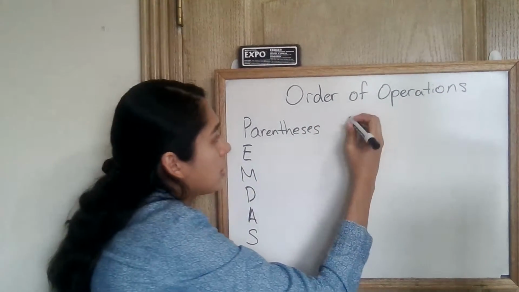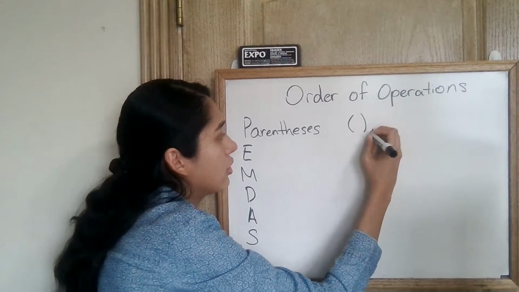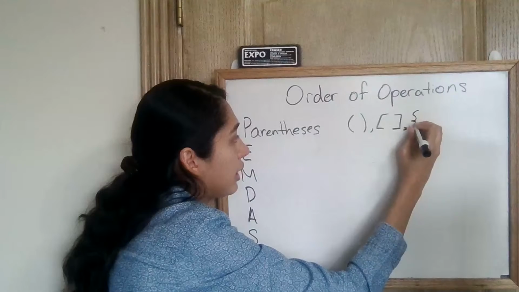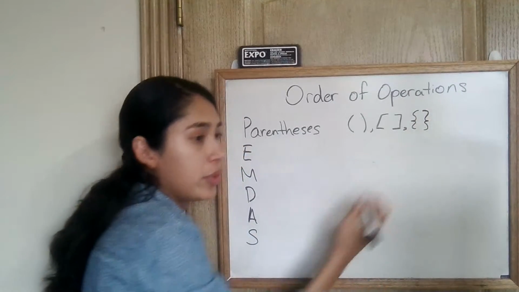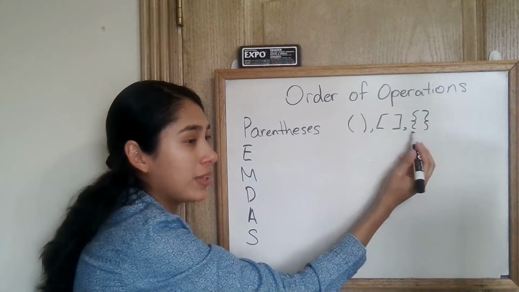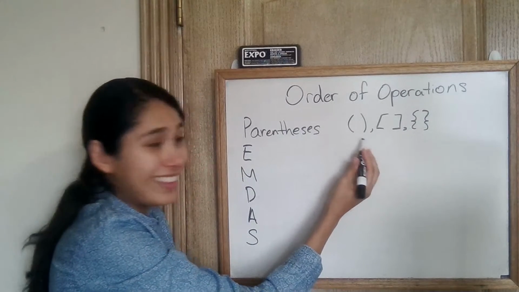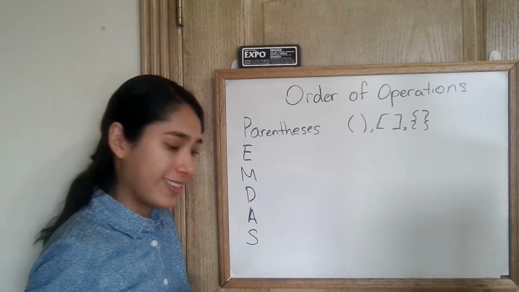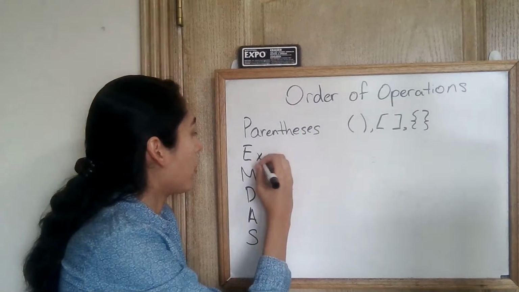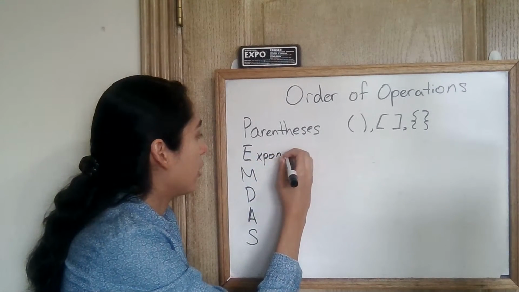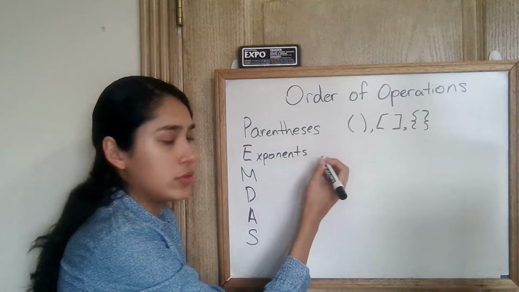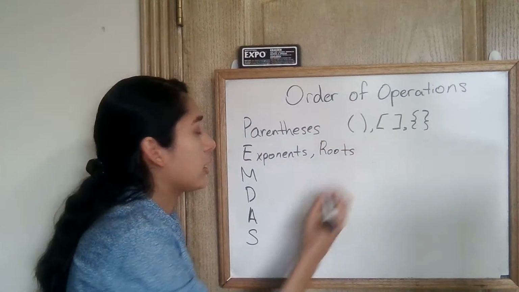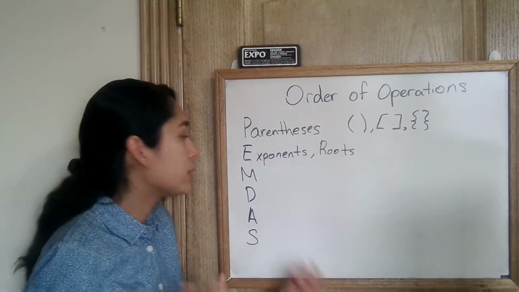There's some of them that are like this. There's some that are brackets. And then we have the curly brackets. If you do computer programming, you might see a lot more of this and this and this. Exponents, that's just what we're talking about. And roots, because really roots and exponents are very similar.